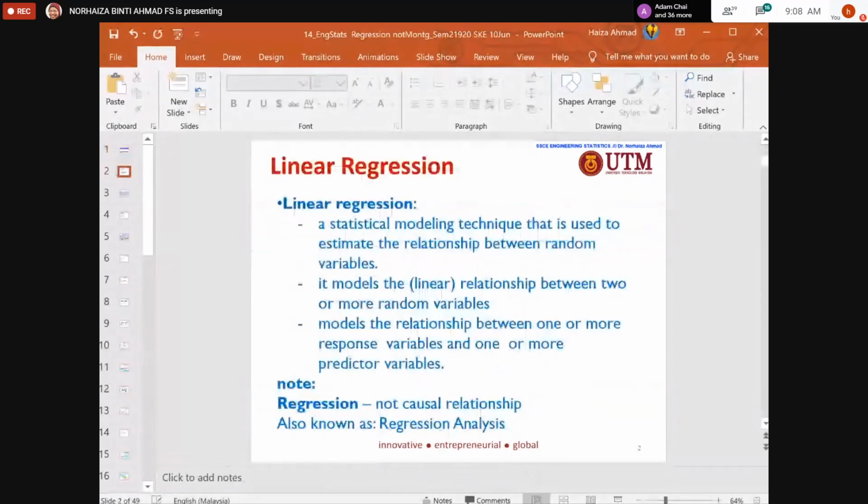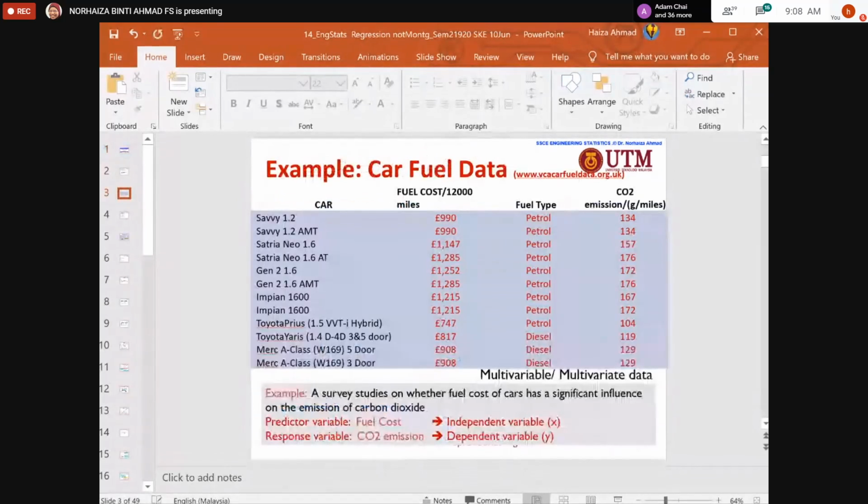Okay. So let's look at an example. This example is called a car fuel data. This is actually an old data that I haven't updated, but well, we'll see about it later. Anyway, these are the list of cars. I'm not sure whether you've heard of these cars. These are old models of Proton.